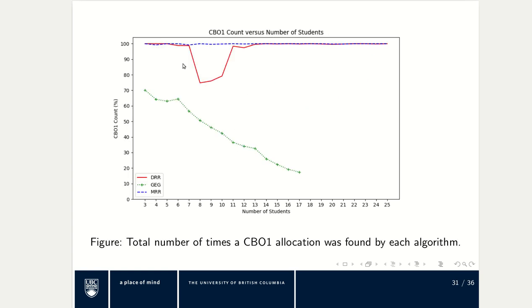So this is the CBO1 count. Our algorithm found a CBO1 allocation in almost every instance. As you can see at the top, that is not a straight line at 100, so it did fluctuate between about 100% and 98% CBO1 allocations found. The generalized envy graph algorithm wasn't able to do that, and the DRR algorithm actually performed similarly well to MRR most of the time. There's a dip around 8, though.